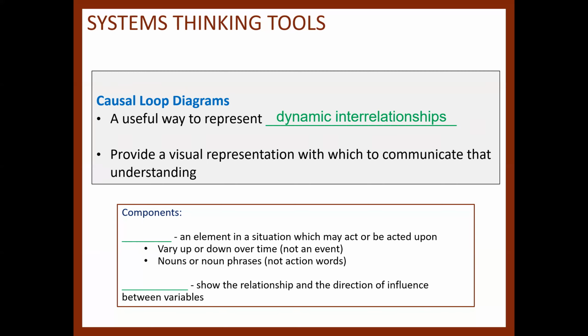What are the components of causal loop diagrams? We have variables. These are an element in a situation which may act or be acted upon. These vary up or down over time. It's not an event. And in order to represent them, we use nouns or noun phrases, not action words. And in addition to the variables, we have links or arrows, and these are used to show the relationship and the direction of influence between the variables.